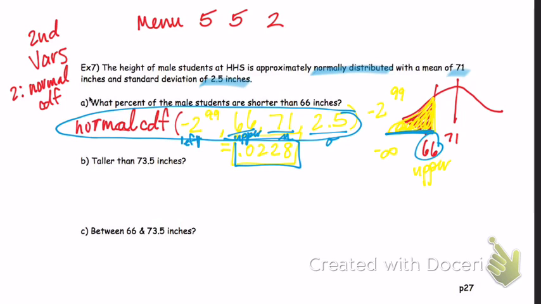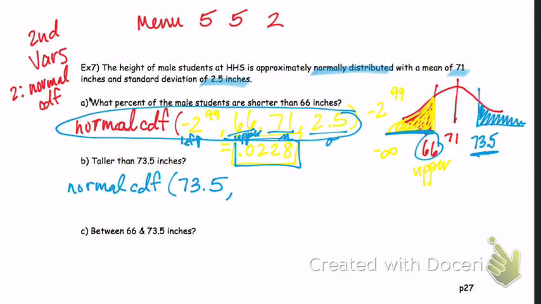It says taller than 73.5. So my 73.5 is going to go over here to the right of my mean. And then I want taller than that, so I want to shade the area that is greater than 73.5. So I'm going to go to normal CDF. So second VARS. My lower bound now is what, if I'm reading it from left to right? 73.5.